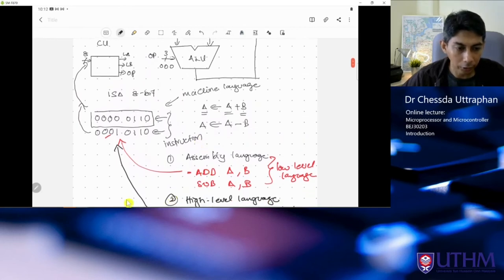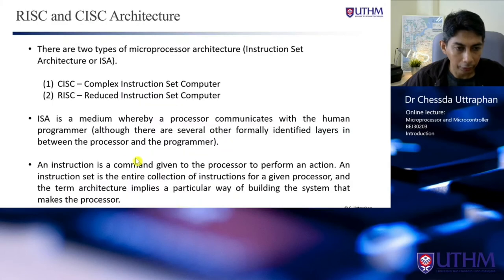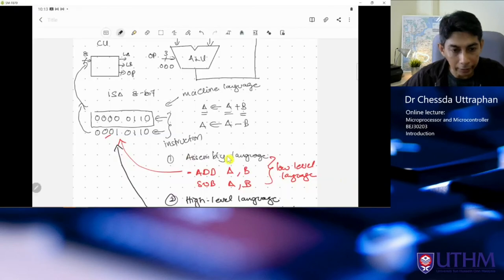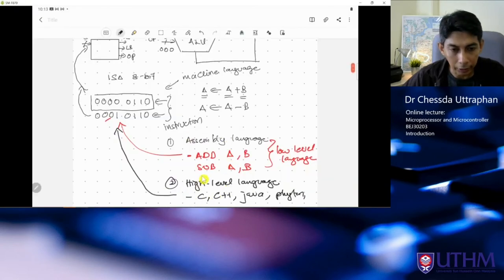And also, we can see that there are many layers between processor and programmer. Yes, of course, if we look at this, there are many layers. For example, here, we are not directly programming the microprocessor using this language, but we need a compiler to translate this into this. So that is the layer in between the programmer and the microprocessor.